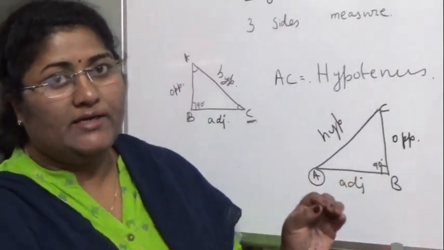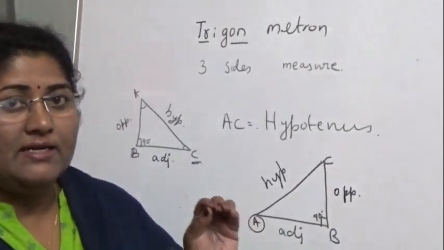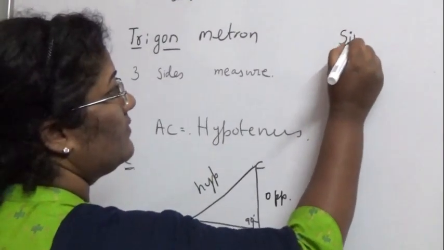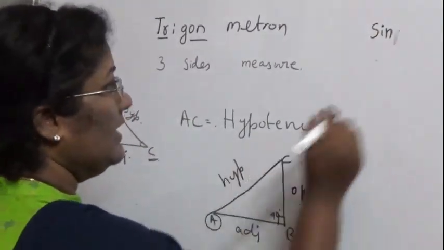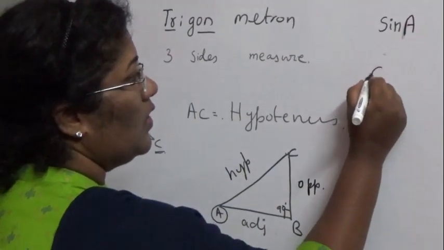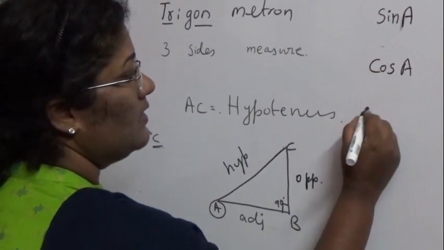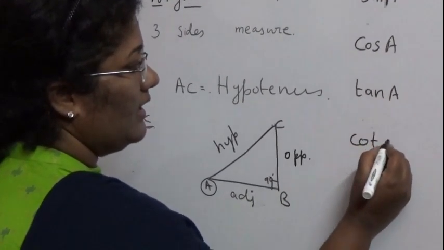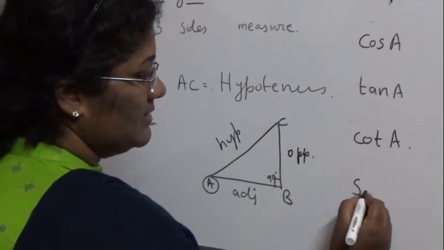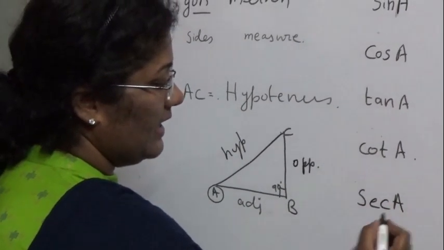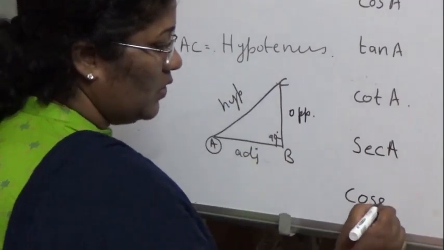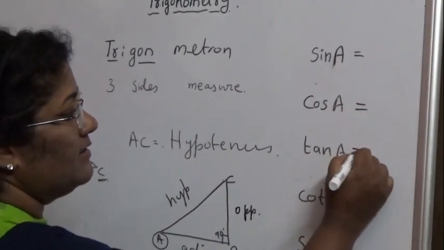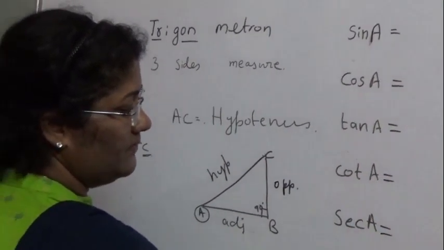To write trigonometric ratios, there are 6 trigonometric ratios. If I consider angle A, then sin A, cos A, tan A, cot A, secant A or sec A, and the last one is cosecant or cosec A. These are the trigonometric ratios.